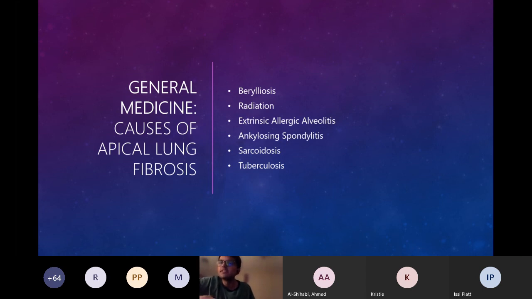But these are the main ones: borreliosis, radiation, extrinsic allergic alveolitis, ANCSPOND, sarcoid, TB. Anything that's not in this list is the other stuff. So I think coal workers and the other weird allergic, environmental ones tend to be lower lung fibrosis actually. I'm not reading it out for you, you child.